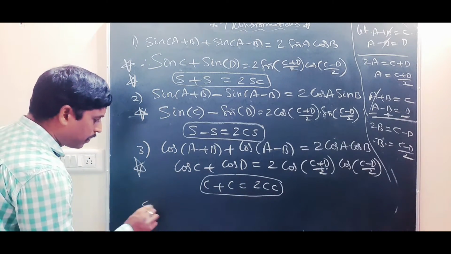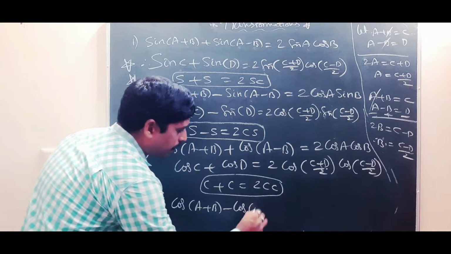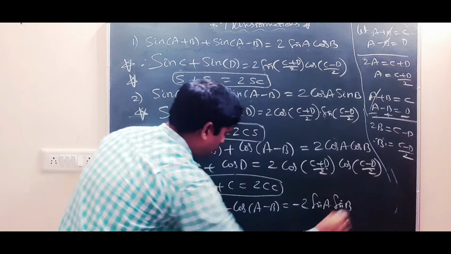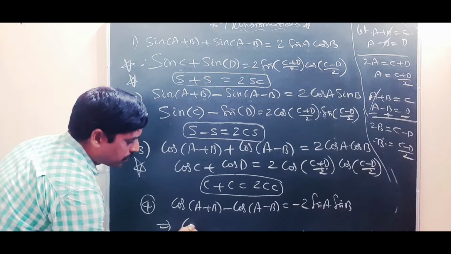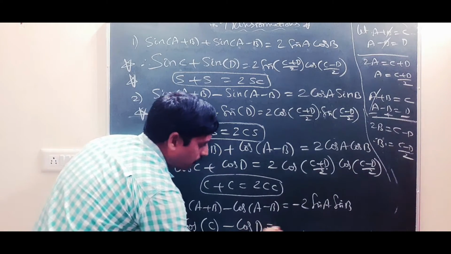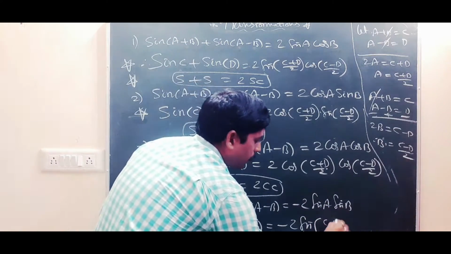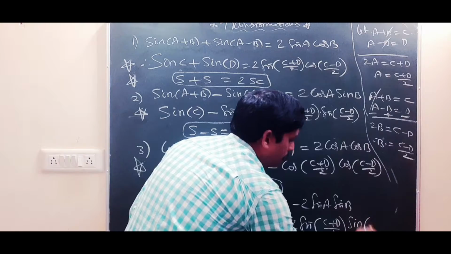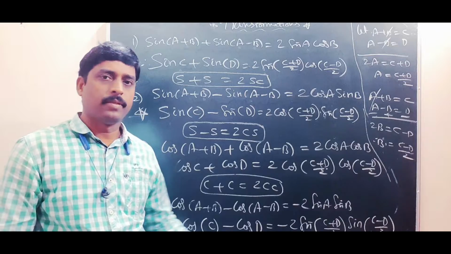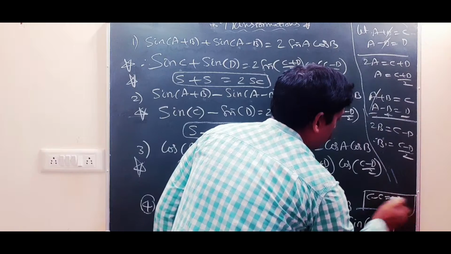Now I am going to explain cos(A+B) minus cos(A-B) is equal to minus 2 sin A sin B. Converting in terms of C and D: where A plus B is placed, we should write C. Cos C minus cos D is equal to minus 2 sin (C plus D) by 2 sin (C minus D) by 2. So what is this coding? C minus C is equal to minus 2SS.